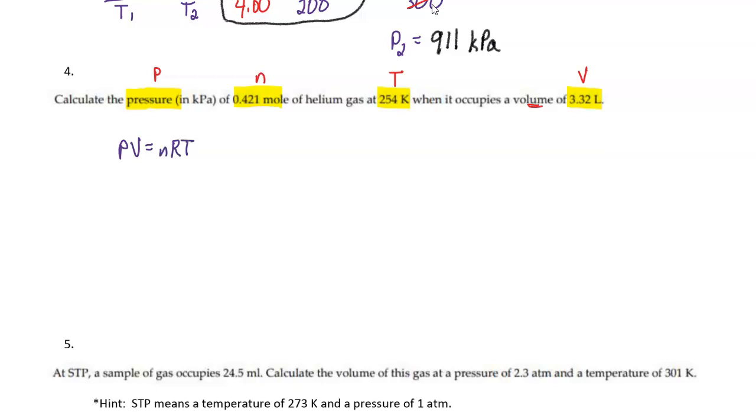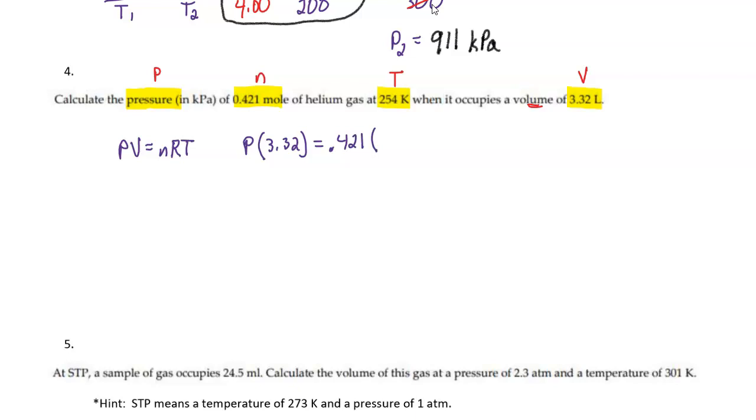On the quiz, you get points for labeling the variables in the problem, and you get more points for writing down the formula. The next step is to make the replacements. We don't know a number to put in for P. That's what it asks us to find, calculate the pressure. So you leave the variable P. Now in place of the V, 3.32. On the other side of the equals, the N is 0.421.